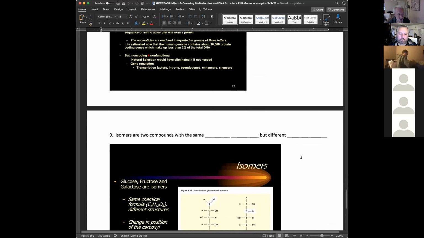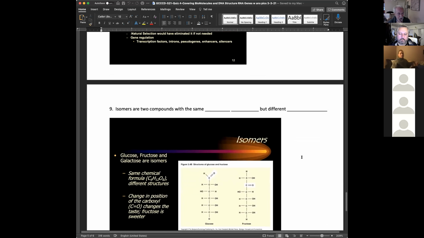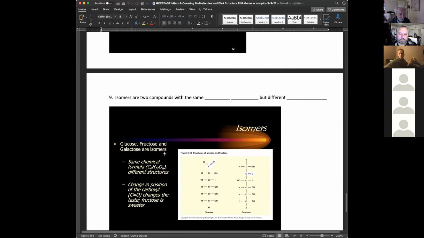And finally, question 9. Isomers are 2 compounds with the same what, but different what? Well, on this slide, it's stated explicitly, isomers have the same chemical formula, so that was the first 2 words, but different structures. That's the last blank. Now, I gave quite a lot of latitude here for words that meant the same, but they weren't exactly what the definition calls for. For example, instead of structures, some of you said different arrangements. Fine, I accepted that.